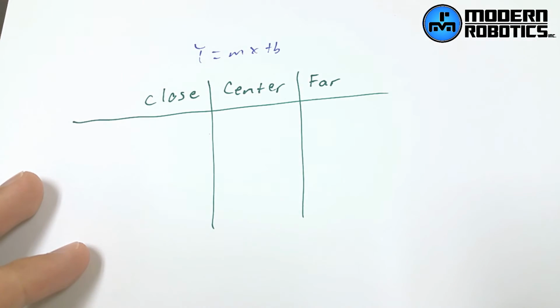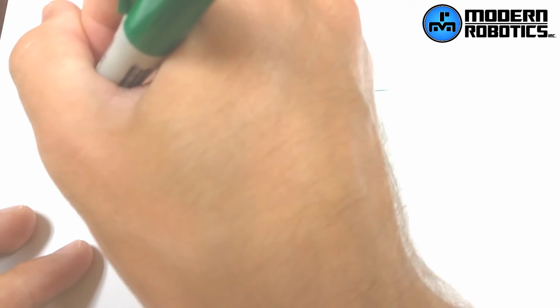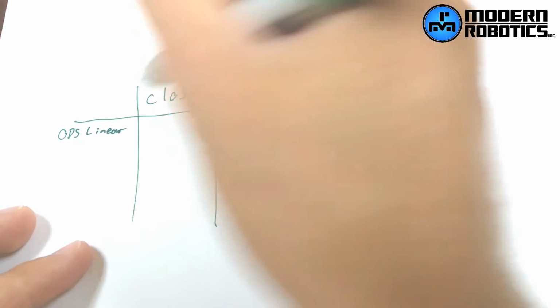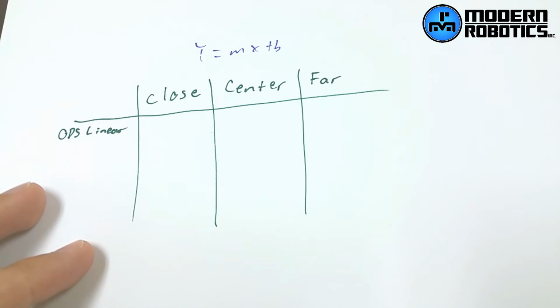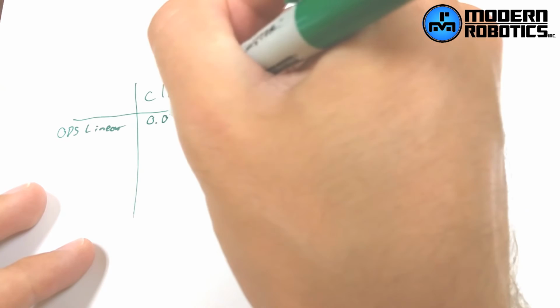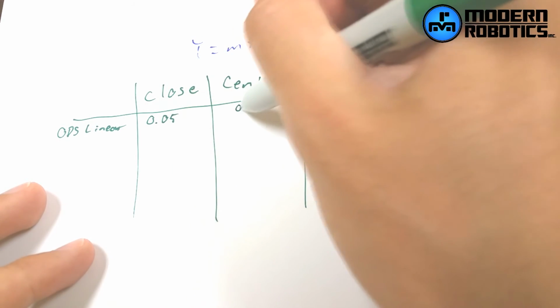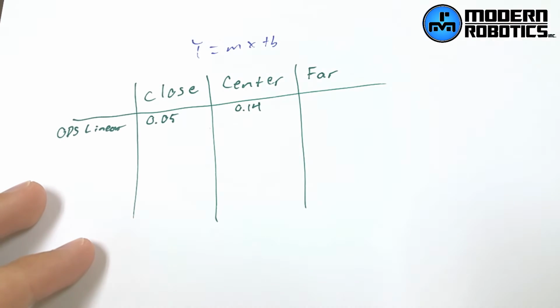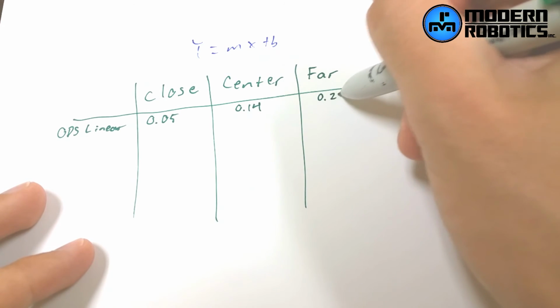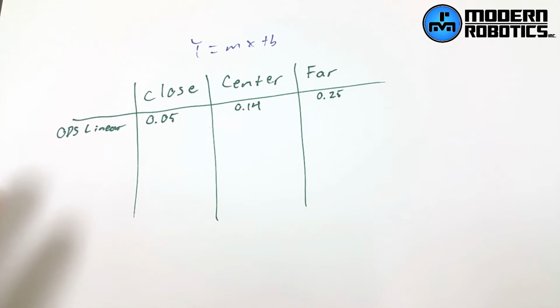And we're going to do this using the ODS linear value. So we did that using that breaking point in the middle of that program where we paused there, and we found that when we were too close, the ODS linear value was 0.05. When we were just right, the Goldilocks zone was 0.14. And when we were too far away, it was 0.25, which is good. It's linear like we would expect it to be.